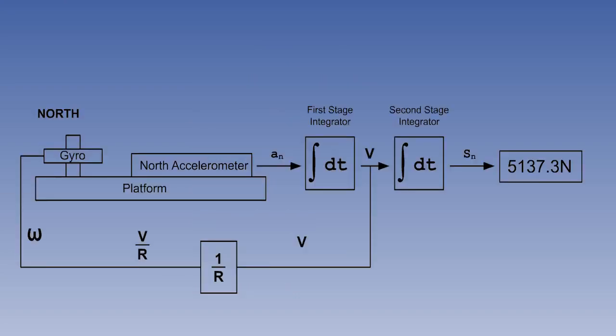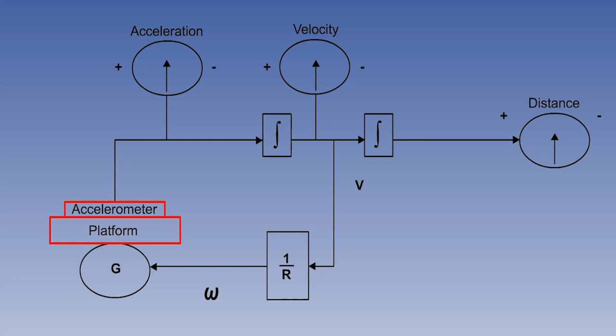The first error we're going to look at is platform tilt. But before we do, we need to modify our diagram slightly. We shall want to see what effect these errors have on acceleration, velocity and position. The basic pattern is unchanged. We still have an accelerometer on a platform.